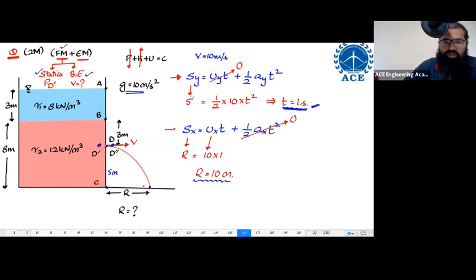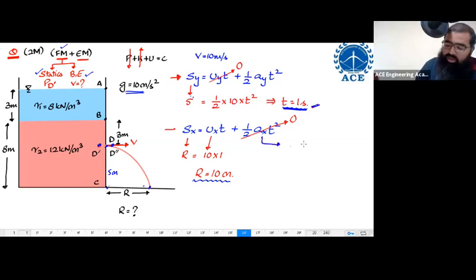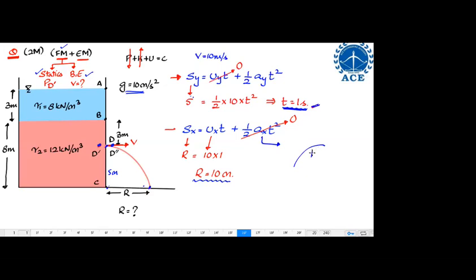Sir, I didn't get how half at square becomes 0. Acceleration on Earth in the x-axis is equal to 0. When you throw something, the only acceleration is vertically downward. Okay, sir. Got it.